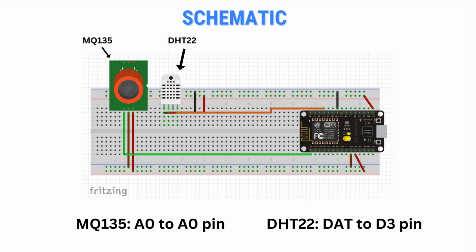As you can see in this schematic, the green diagram is for the gas sensor MQ135. So I will be connecting it to the analog pin on the ESP8266 for the analog output. And then as usual, the ground and VCC cable. The red is the VCC cable, the brown is the ground cable. The same case as the DHT22, but instead of analog, it will be using the D3 pin for the data pin.